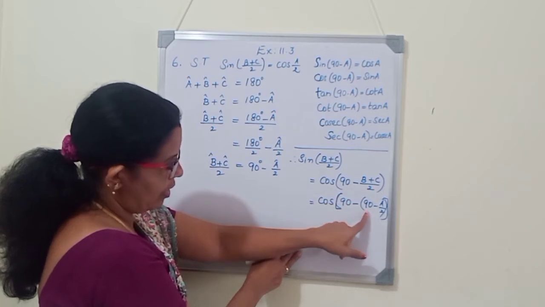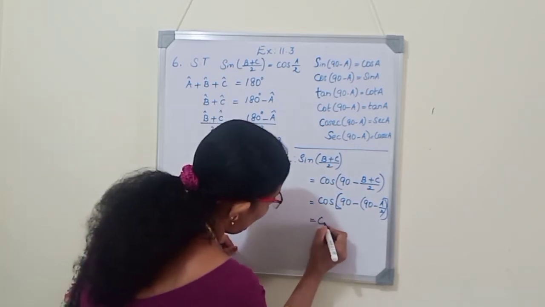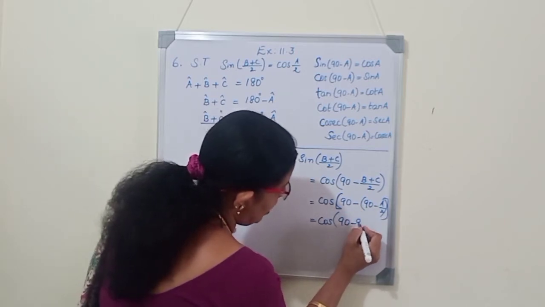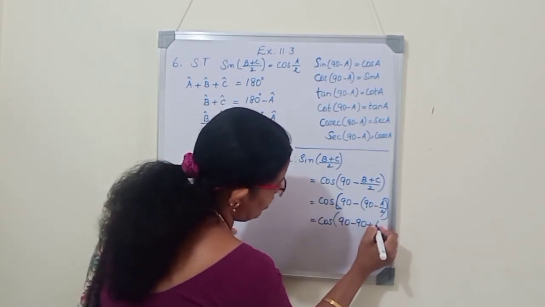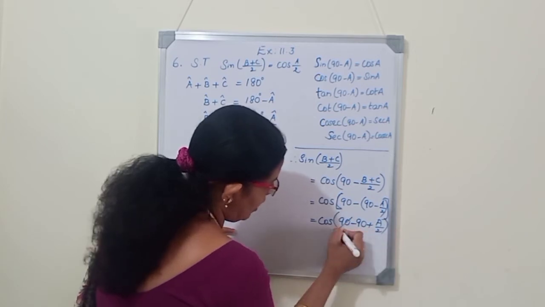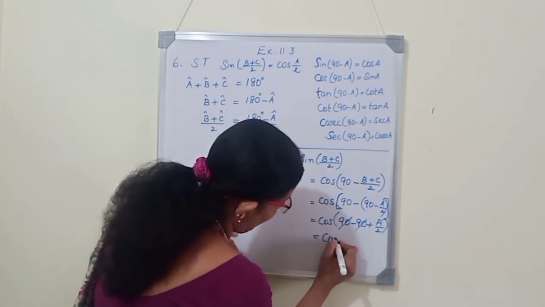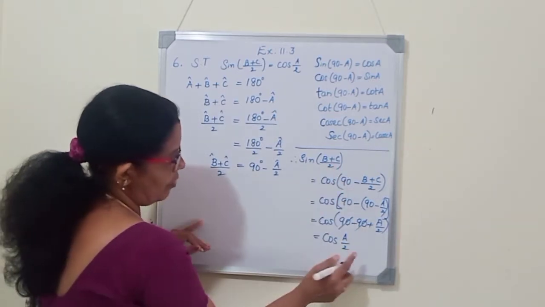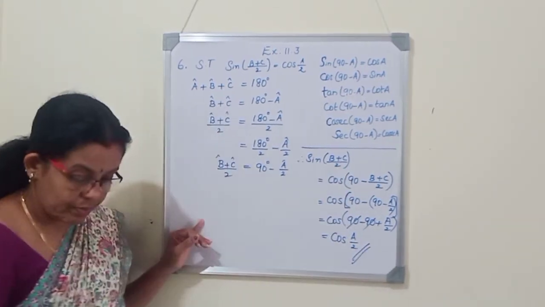So instead of this, we had written 90 minus A/2 equals cos. Now 90, open the bracket, minus 90, minus into minus, plus A/2, we will get, so 90 and 90 will cancel. We will get cos A/2. So we proved that sin (B plus C)/2 is cos A/2.